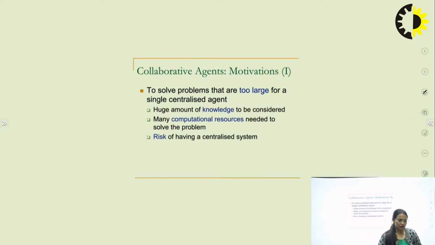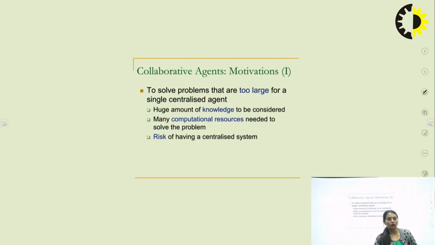Then comes the question of why a collaborative agent is required. What is the motivation behind it? The first, or basically the main, motivation is that we need to solve a problem that is too large. If I take a single agent at a time, that agent will be too burdened, or overcome by the problem, and it will be too large to solve at a particular moment of time.